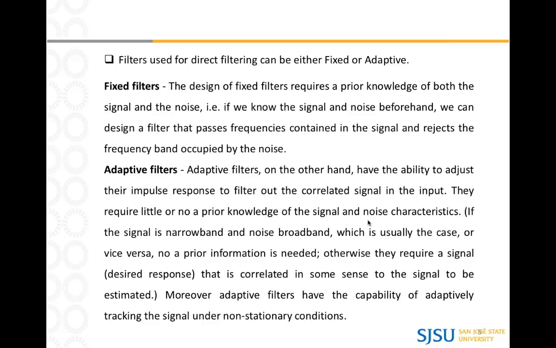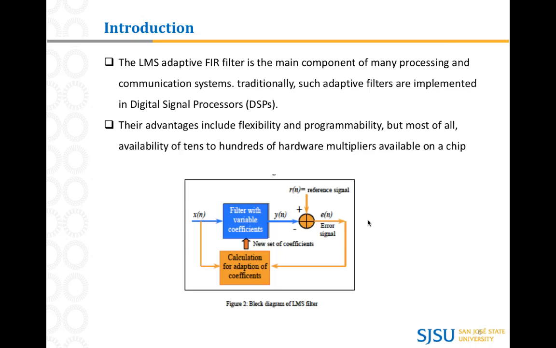Adaptive filters, on the other hand, have the ability to adjust their impulse responses to filter out the correlated signals in the input. They require little or no prior knowledge of the signal and noise characteristics. If the signal is narrowband and the noise broadband, which is usually the case, or vice versa, no prior information is needed at all. Otherwise, they require a desired response or signal that is correlated in some sense to the signal to be estimated. Moreover, adaptive filters have the capability of tracking the signal under non-stationary conditions.